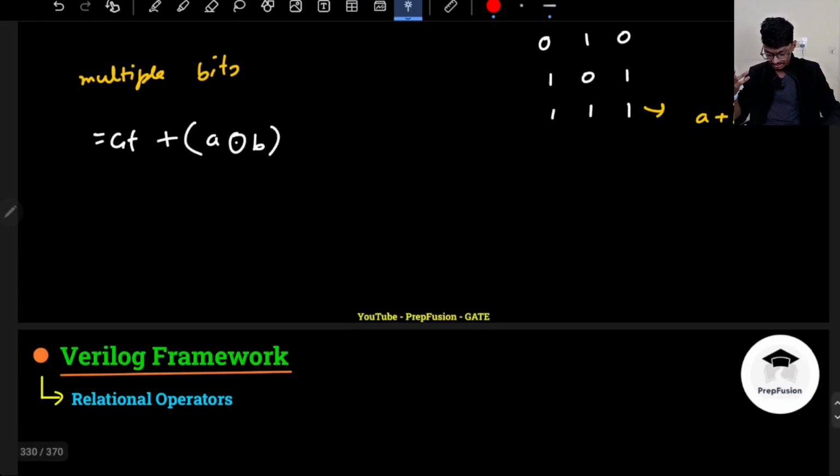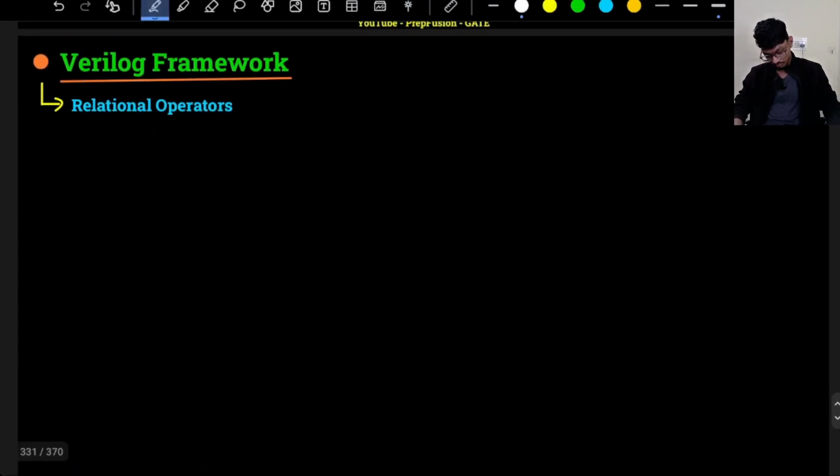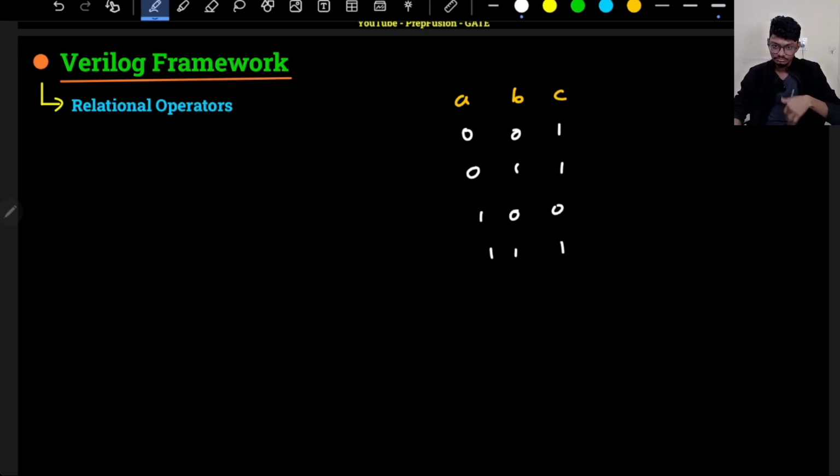That's it. For less than as well, same thing. So the truth table for less than A, B, C, this is 0, 0, 0. Again they are equal, so this will be 0, 0, 1. This will be 0, 1. So again this will be true. This will be 1, 0. This will be false. This will be 1, 1. This will be true. Okay. So for this, you can derive the expression. It will come out to be simply C is equal to A bar B. Just the opposite. A bar B. Okay.